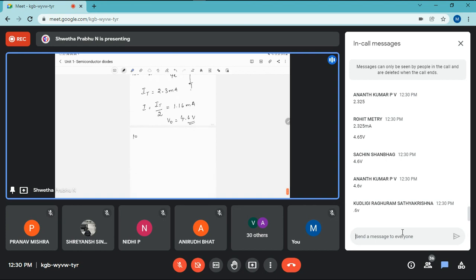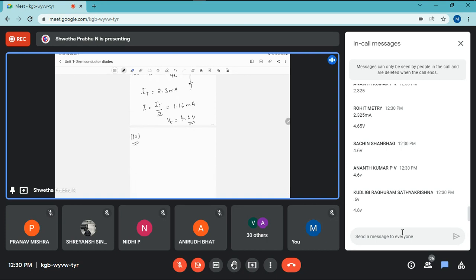Okay. Coming to the 10th question, I told you to leave the 10th question. If the students have solved it using Thevenin's theorem, then the answer is 0.109 milliamperes. So you need not solve it. If any students have solved it, then the answer is 0.109 milliamperes. You need not solve this because the concept is not in the syllabus.